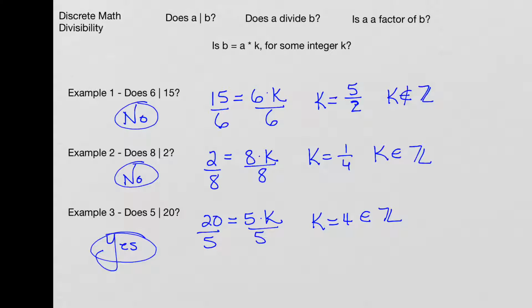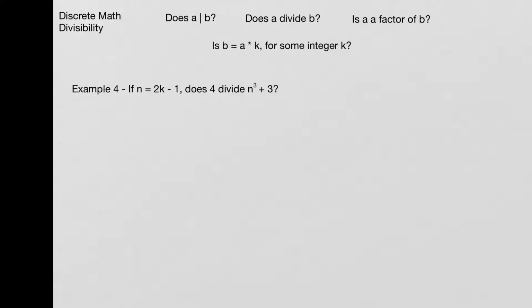Now let's look at some problems with variables in them. This problem asks, if n is equal to 2k minus 1, does 4 divide n cubed plus 3? In order to solve this type of problem, what I'm going to do is figure out what n cubed plus 3 is in terms of k. So I'll just really use algebra and substitution here.